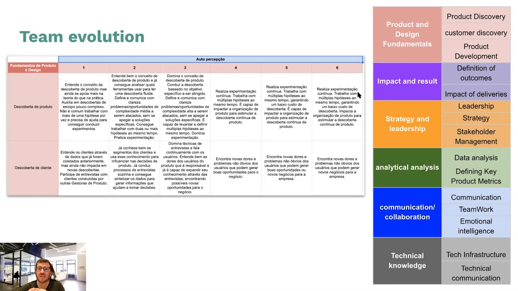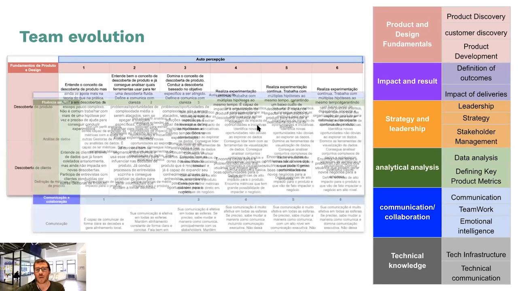So as we can see, for some projects, your definitions of outcome will not impact the entire company. Sometimes it will impact just your team. That's the reason why your skills don't need to be all level 6, okay? You need to see which directions you would like to go and then keep following the skills you would like to develop. And you can do that for all areas.